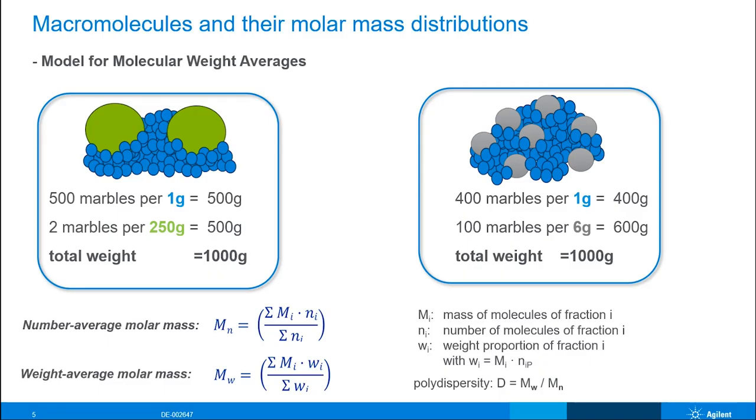So just for reference, the pile on the left has 500 1-gram marbles. Those are shaded in blue. And there's two marbles that weigh 250 grams. Which gives us a total weight of 1,000 grams worth of marbles. On the right side, what you'll see is we have 400 marbles that weigh 1 gram, and we have 100 marbles that weigh 6 grams, giving us an equivalent weight to that first pile of 1,000 grams. And what we're going to do in the next couple of slides is really illustrate how a few large outliers can influence the different ways that these calculations come out.